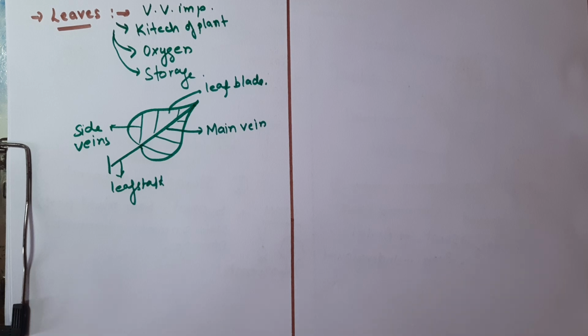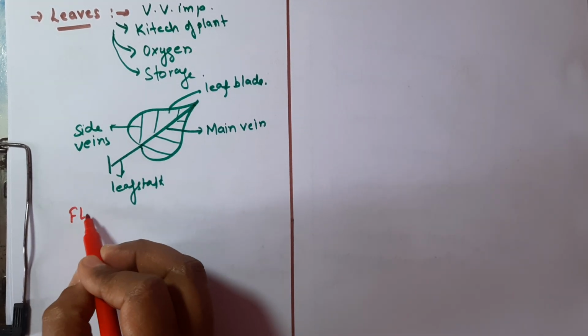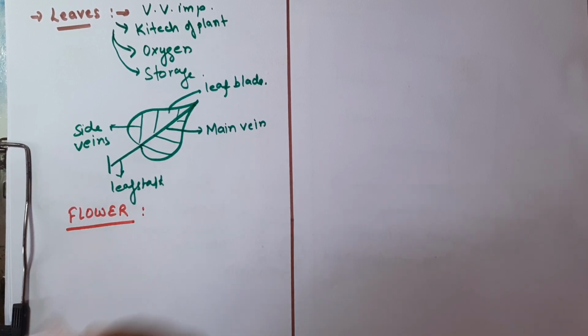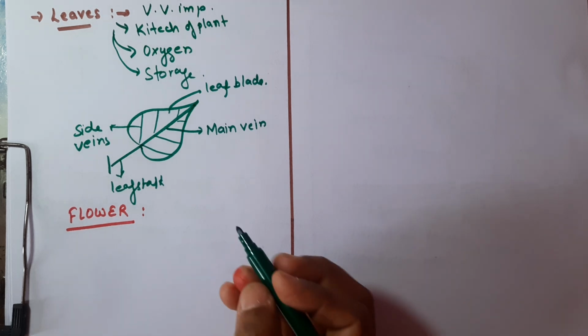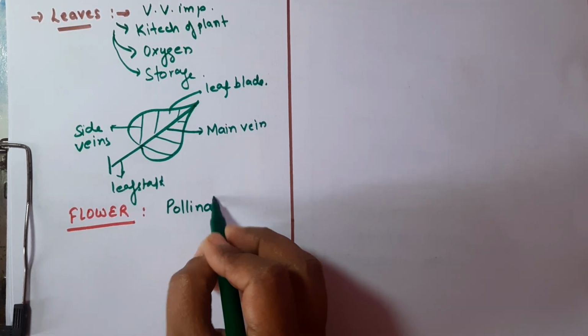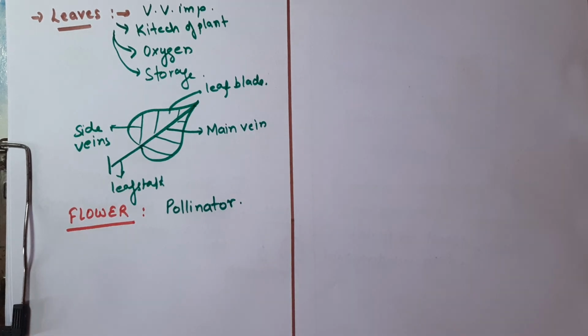Now let's quickly talk about the flower, the most fascinating part of the plant. Flowers, we all know, are very showy and very colorful, but have you ever wondered why they are so colorful, so attractive, and why they have scents? Because they have to attract pollinators. Pollinators will help in the process of pollination, so that the plant can produce seeds.